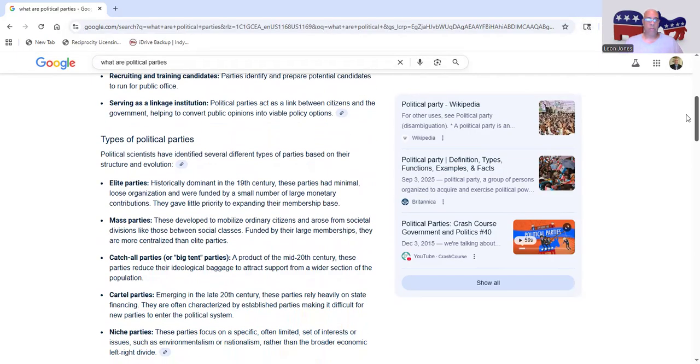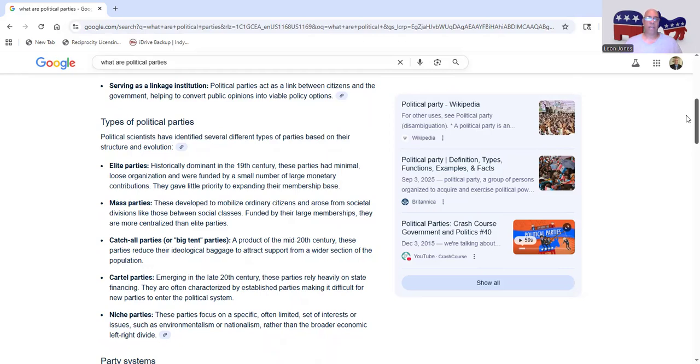Then you have types of political parties. Political scientists have identified several different types of parties based on their structure and evolution. Elite parties, historically dominant in the 19th century, had minimal loose organization and were funded by a small number of large monetary contributions. They gave little priority to expanding their membership base. Mass parties developed to mobilize ordinary citizens and arose from societal divisions like those between social classes, funded by their large memberships. They are more centralized than elite parties.